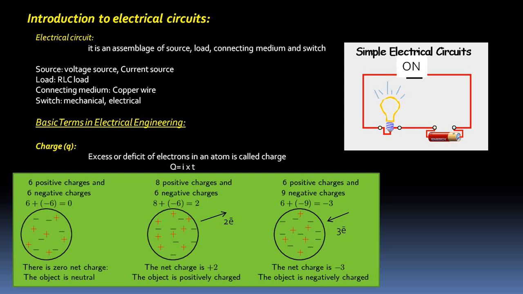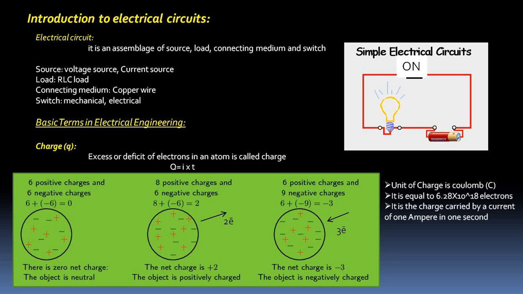It has the capacity to attract a negatively charged body. Similarly, we can see the negatively charged body. If I add negative charge carriers to the atom, the net negative charge will increase. Here I am adding 3 electrons. The negative charges are 9, the positive charges are 6, and the net charge is minus 3. This object is called a negatively charged body. So the basic categories of charge are positive charge and negative charge.